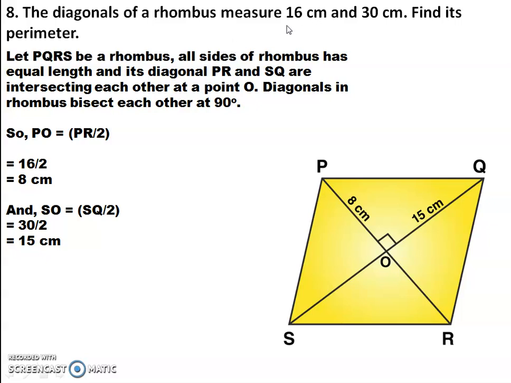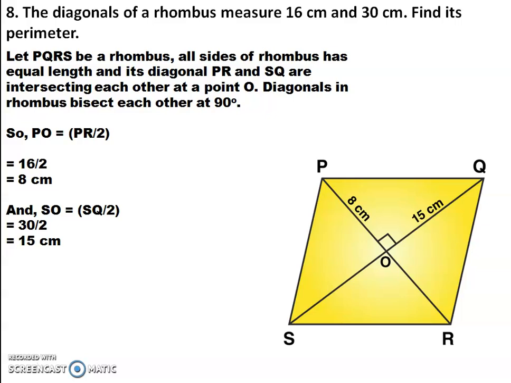Students, the diagonals is given as 16 centimeters, isn't it? PR is 16 centimeter. QS is 30 centimeter. Now you can see intersecting each other at point O. Diagonals in rhombus bisect each other at 90 degree. That means PR and QS cross each other at 90 degree angle.